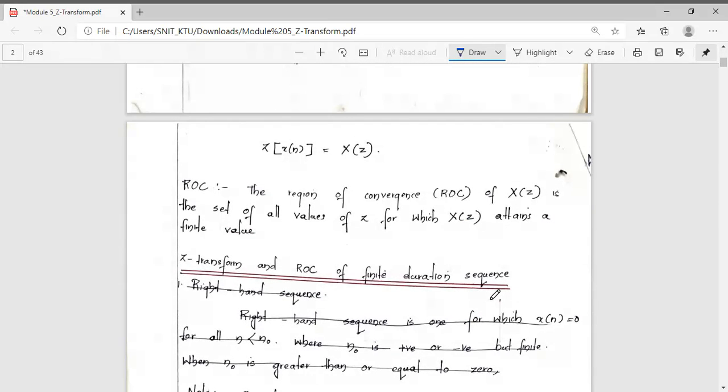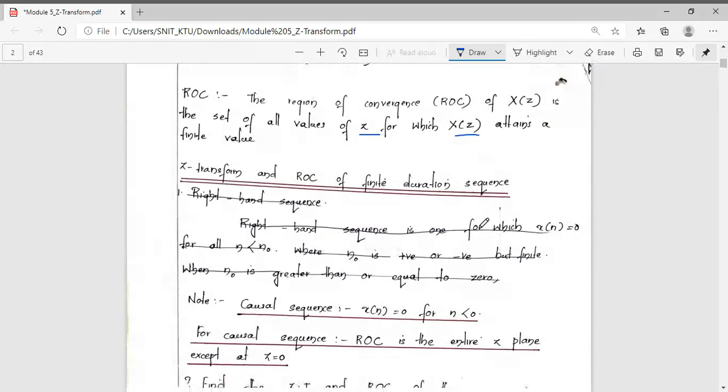So now we are considering the ROC. What is the definition for the ROC, that is, region of convergence in the case of the Z transform? The region of convergence in the case of the Z transform is a set of values of z for which X of z attains a finite value. So what is meant by the ROC in the case of the Z transform? It is a set of values of z that gives X of z a finite value.